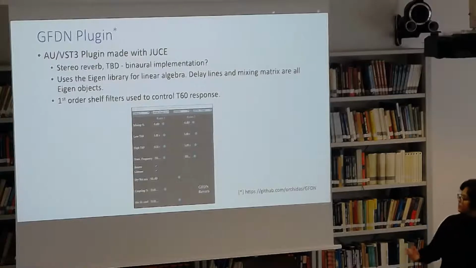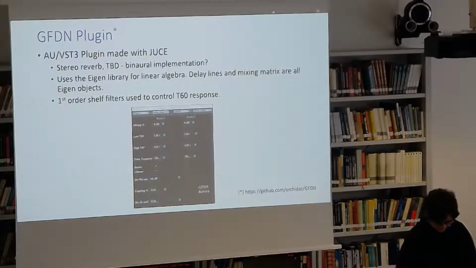So I incorporated this into a plugin. This is just a very simple, ugly-looking plugin that does stereo reverb. I'm considering doing a binaural implementation, but it's not immediately clear to me. And it just uses the Eigen library, which is a linear algebra library in C++, and it runs in real time. It takes about 8 to 9% of your CPU time, so you can run it with some other plugins. And I have these first-order shelf filters in each room, which controls the individual T60 response.